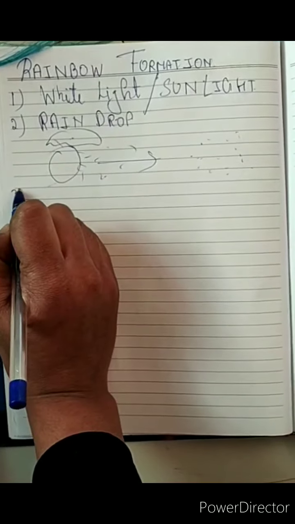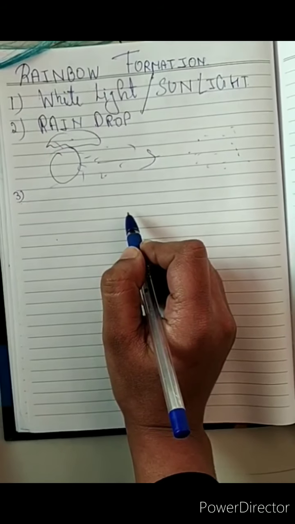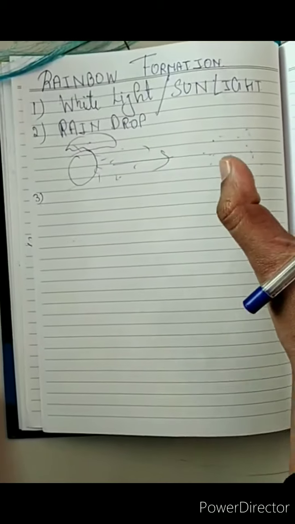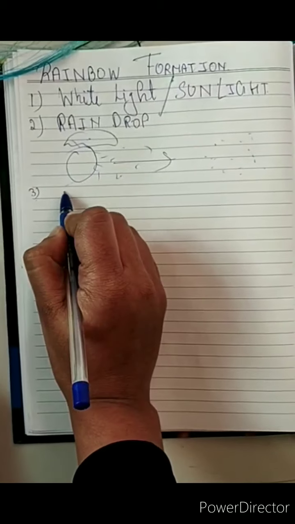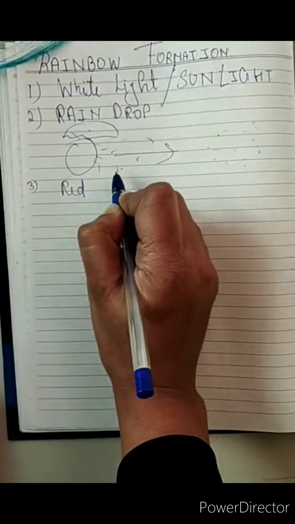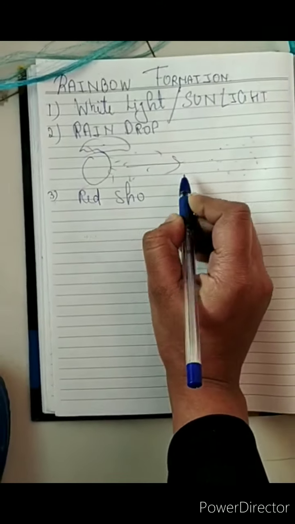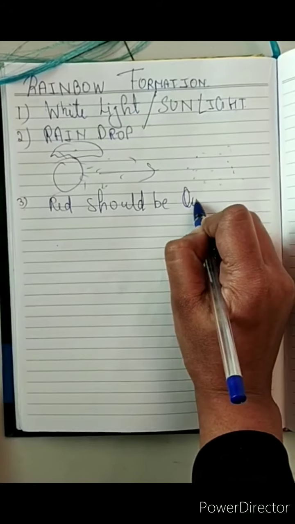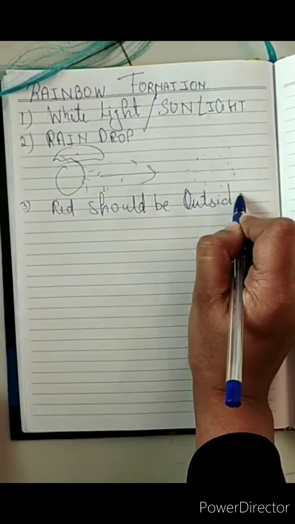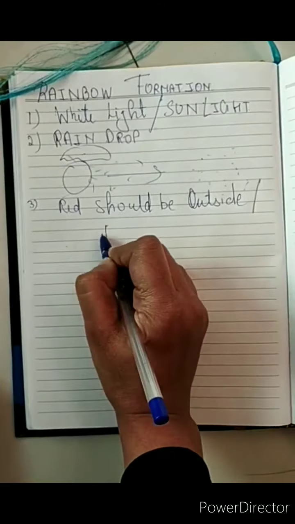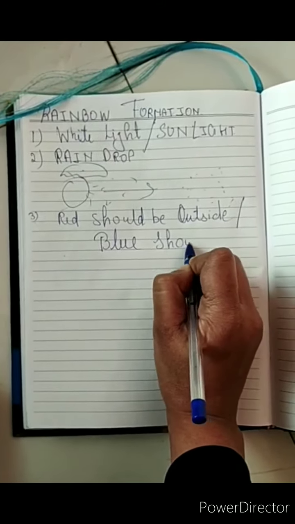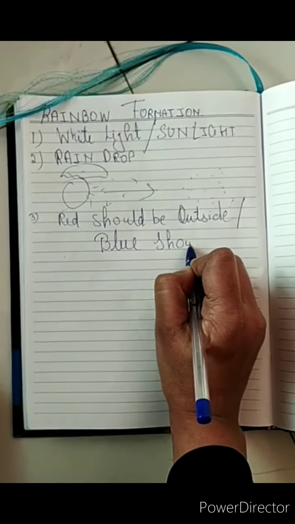The third point is red should be outside and blue should be inside. If you are seeing some colorful bow, then you must notice red should be outside and blue should be inside.